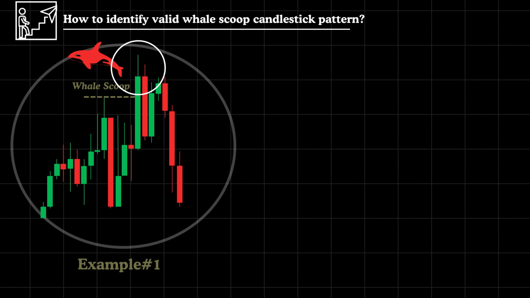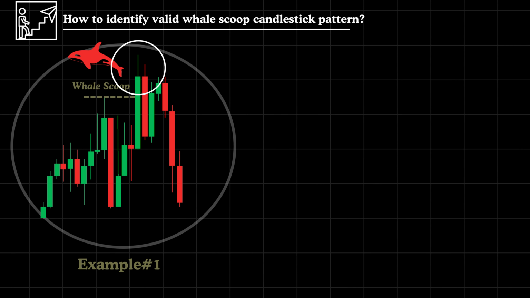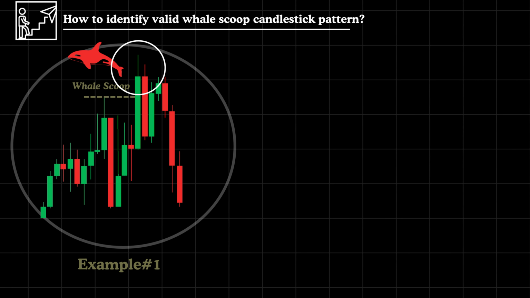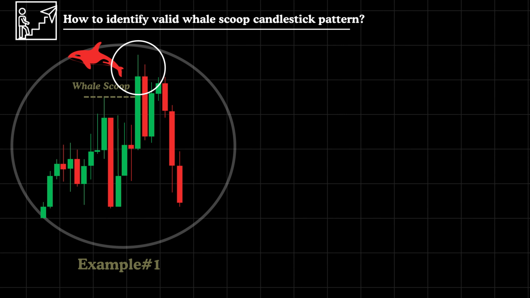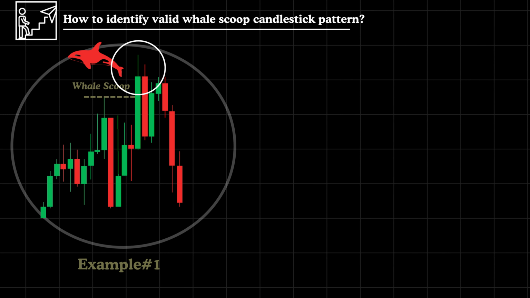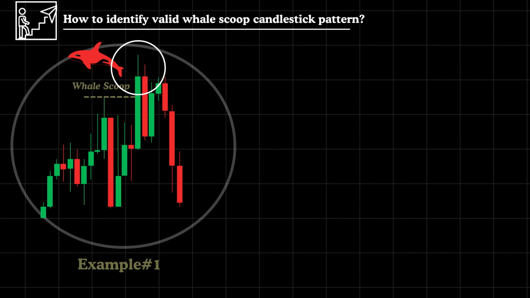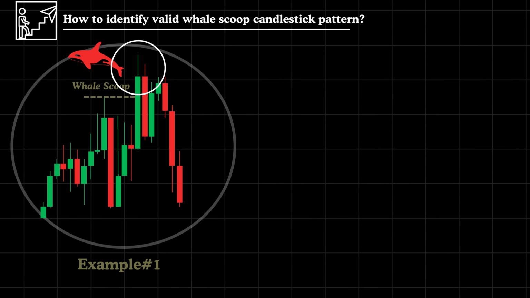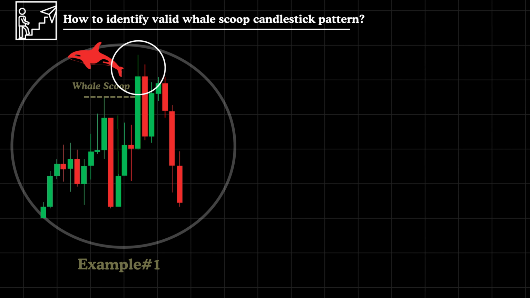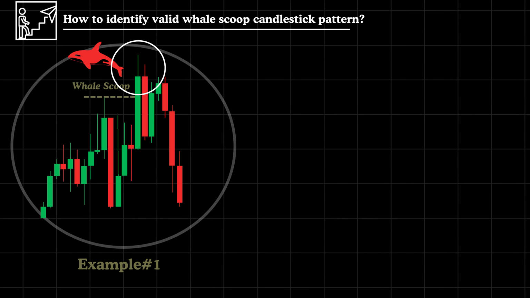a directional shift. Typically, a close above a major high suggests continuation, not reversal, but in this setup, we see something different. In this case, the price grabs buy-side liquidity with a sharp wick above the key zone, then pulls back and closes under it. Price then dips slightly higher before falling, completing the setup. This is a textbook example of a valid whale scoop, confirmed by the fact that none of the following candles break the wick or high of the initial sweep candle.